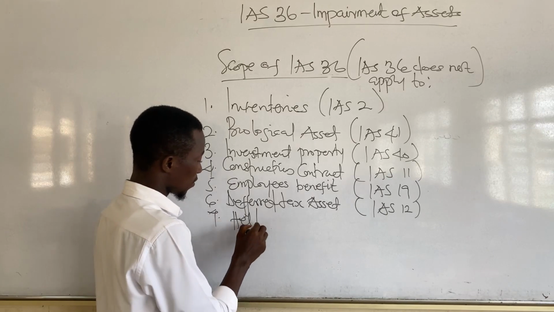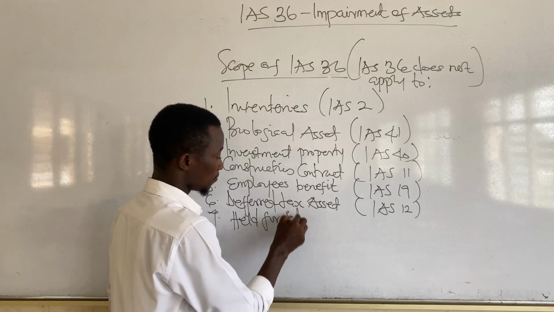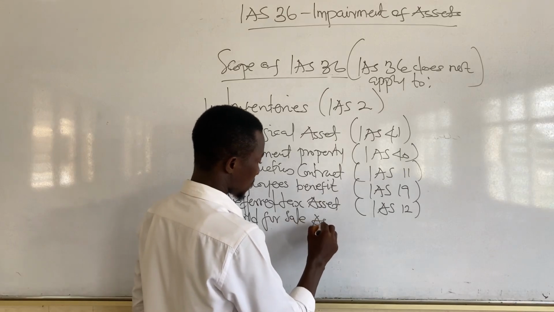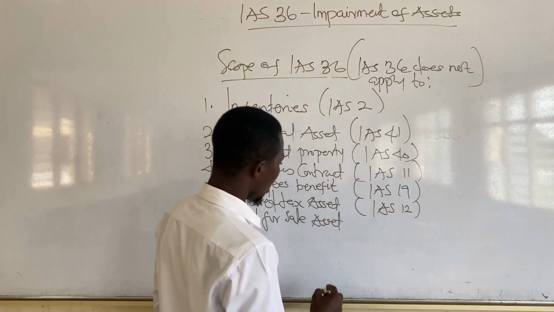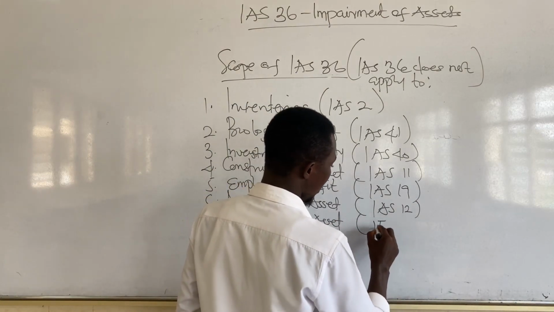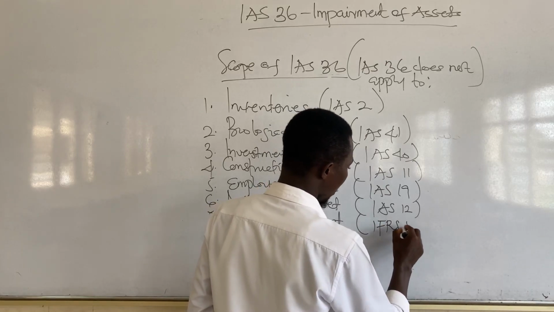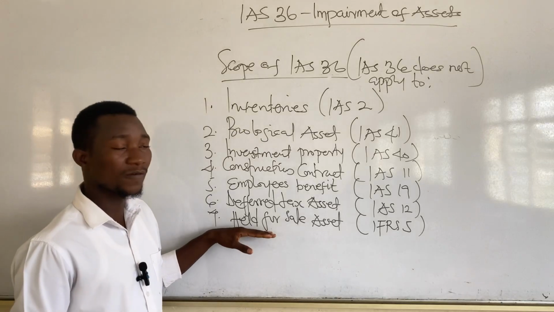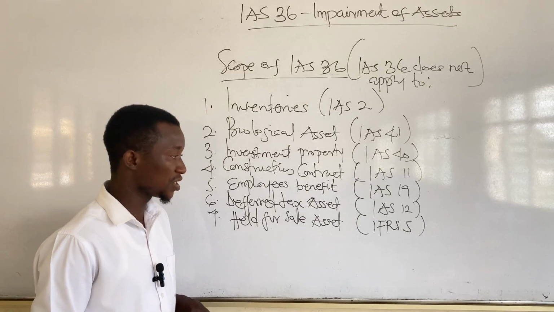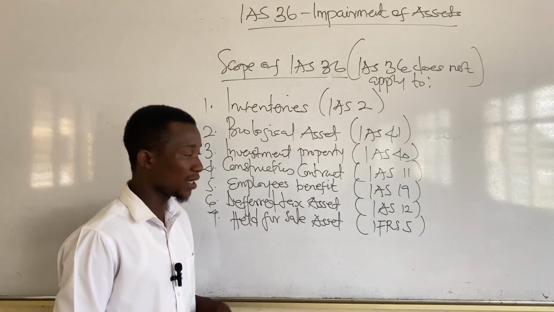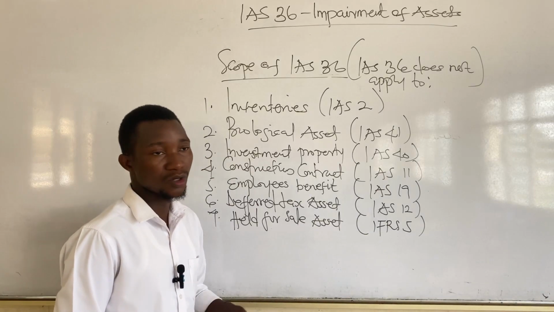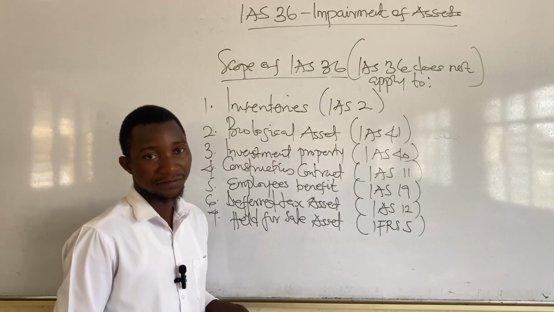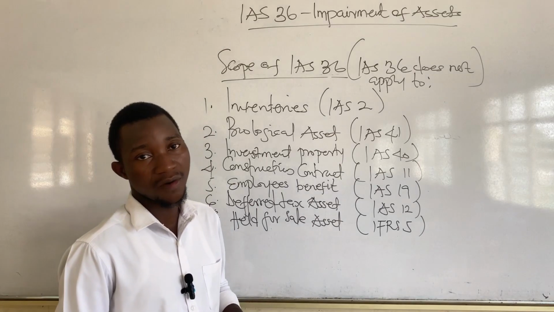So held for sale asset, that is IFRS 5. All right, so an asset held for sale and discontinued operation, we can test for impairment. Okay, that is regulated by a different standard altogether, IFRS 5. And we can also talk about insurance contract.